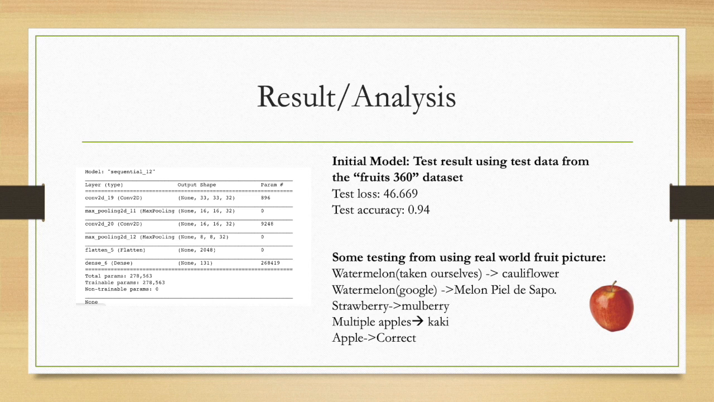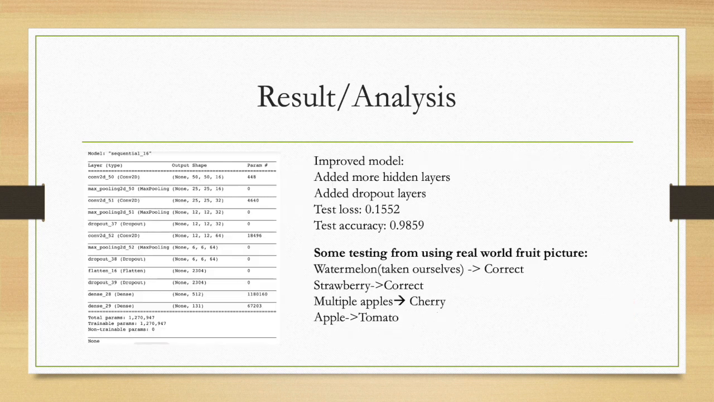So from the test loss and validation loss we gathered when we trained the model, we think that this model has an overfitting problem. So we decided to improve it. So this is the improved model. What we did was adding more hidden layers to the model with increasing filters. We also added dropout layers in hope of solving the problem of overfitting. And this time the test loss and test accuracy are improved.